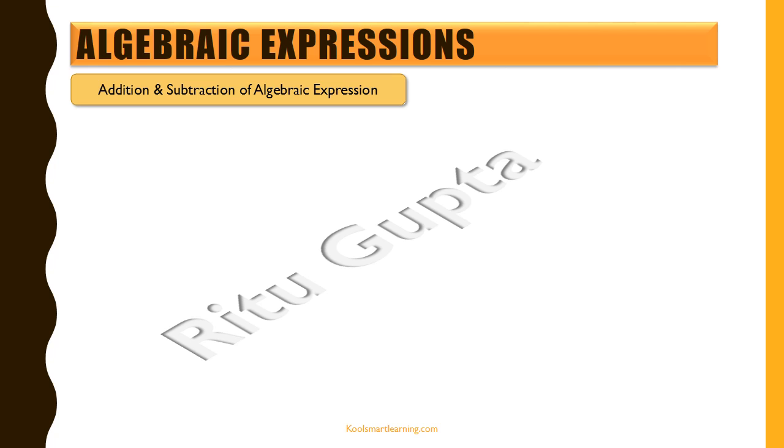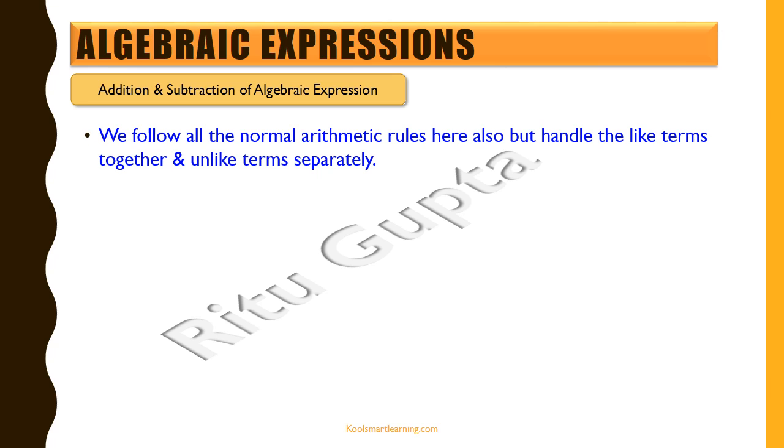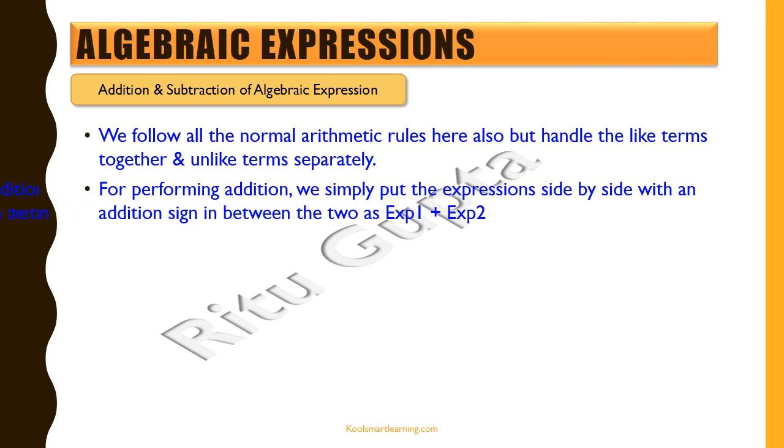Let's now take a look at how we perform addition in algebraic expressions. First of all, it needs to be very clear that all the normal arithmetic rules are to be followed here also. The only difference that comes in case of addition of algebraic expressions is that we handle the like terms together and we handle the unlike terms separately.